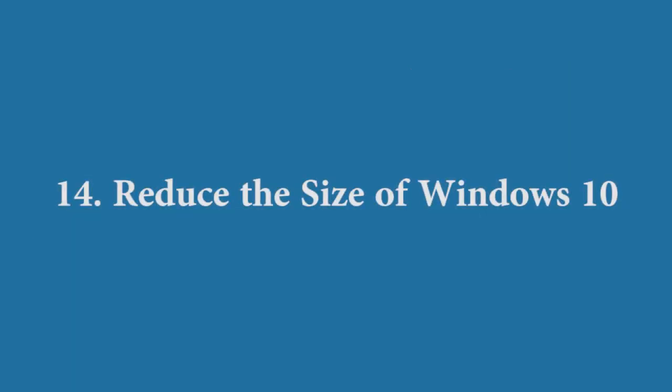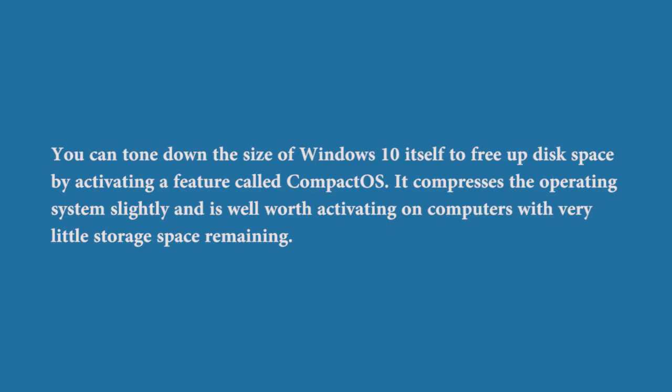14. Reduce the size of Windows 10. You can tone down the size of Windows 10 itself to free up disk space by activating a feature called Compact OS. It compresses the operating system slightly and is well worth activating on computers with very little storage space remaining.